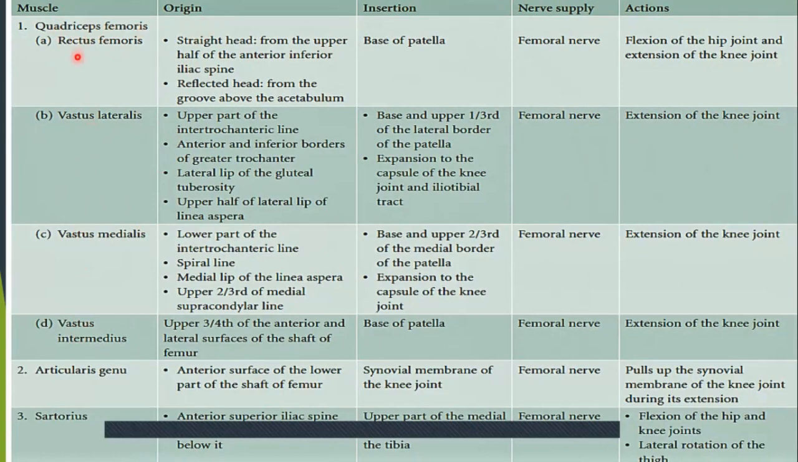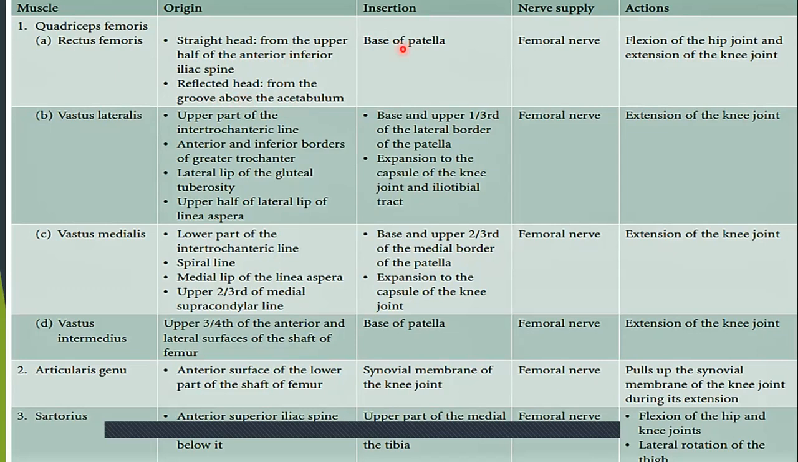Origin: rectus femoris has two heads, a straight head and a deflected head. The straight head originates from the upper half of the anterior inferior iliac spine. The deflected head usually originates from a groove above the acetabulum. Some texts define this groove as the supraacetabular groove, since it is above the acetabulum.